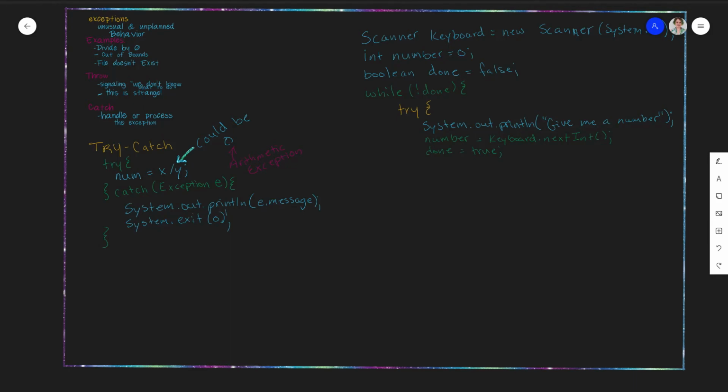However, if this doesn't work, if we can't get an integer, our program is going to throw an exception. So we need to go ahead and catch that exception. So that's this part here. And we're going to catch a particular type of exception, and this is going to be an InputMismatchException.